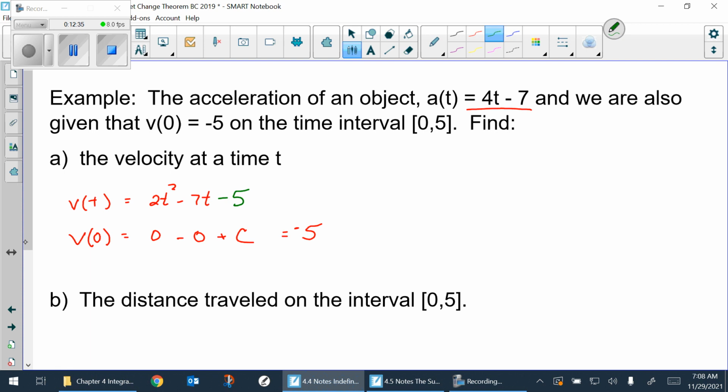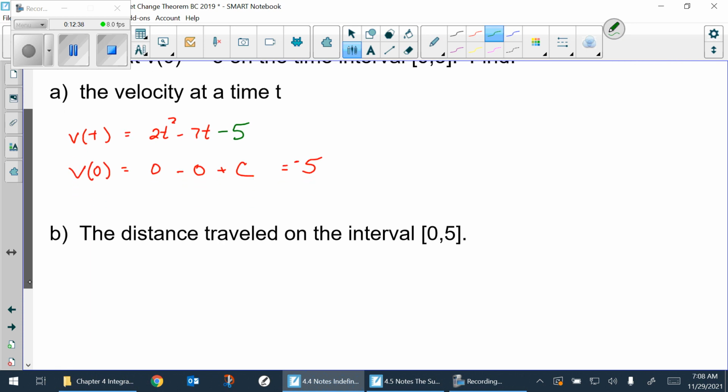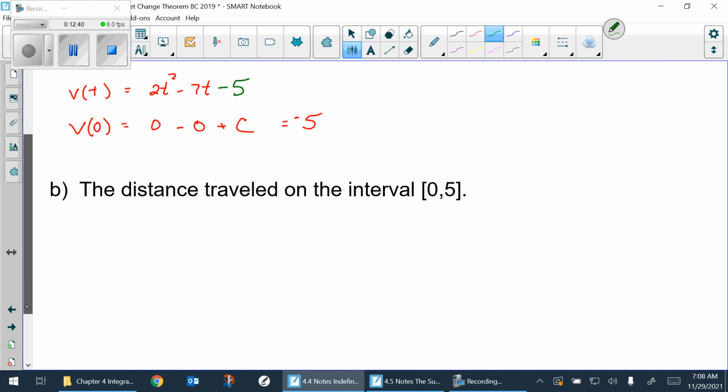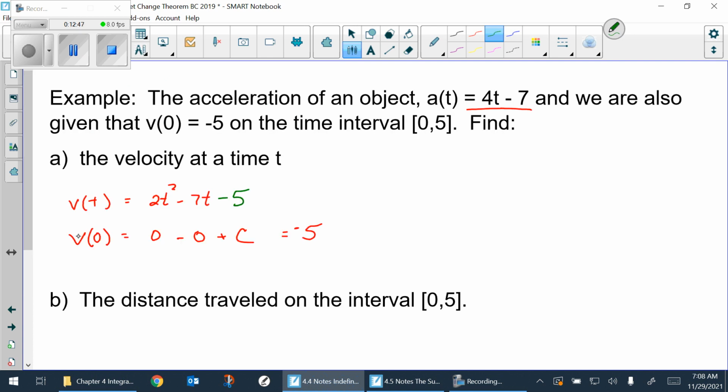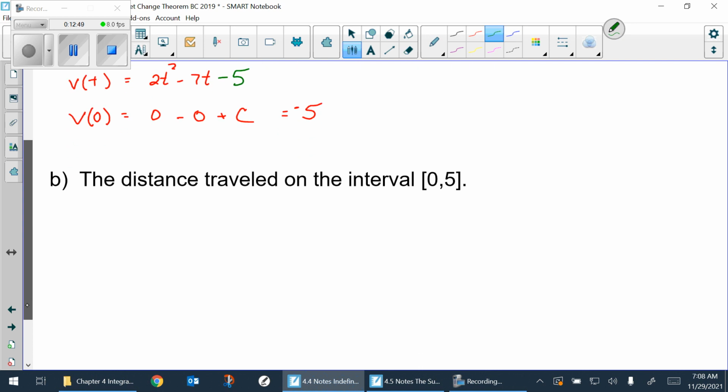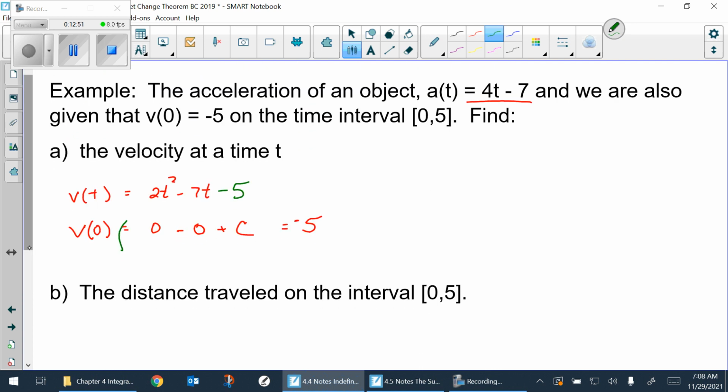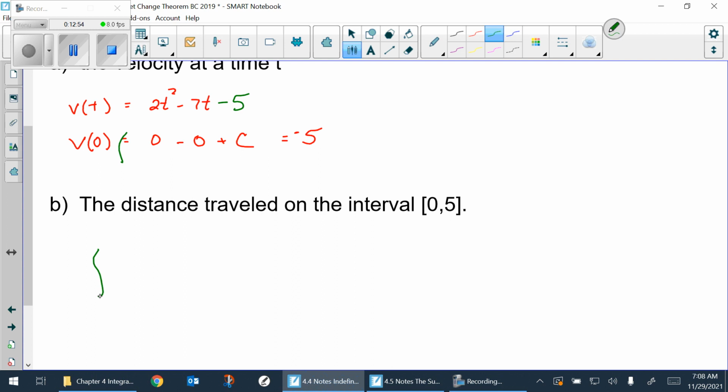So there's our velocity. Now let's find the distance traveled, and let's practice that absolute value. We're going to have an integral that goes from 0 to 5. We're going to have the absolute value of 2t squared minus 7t minus 5 dt.